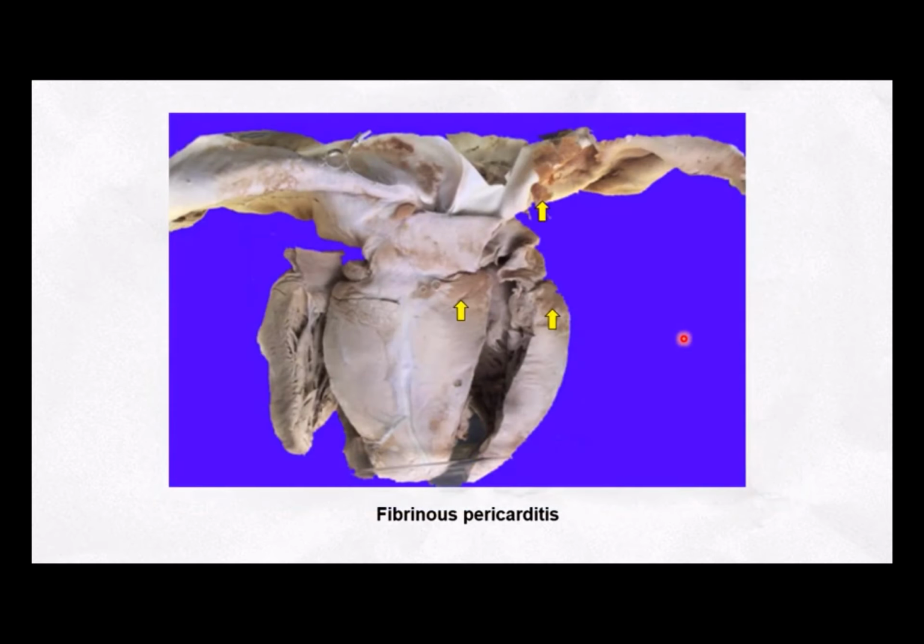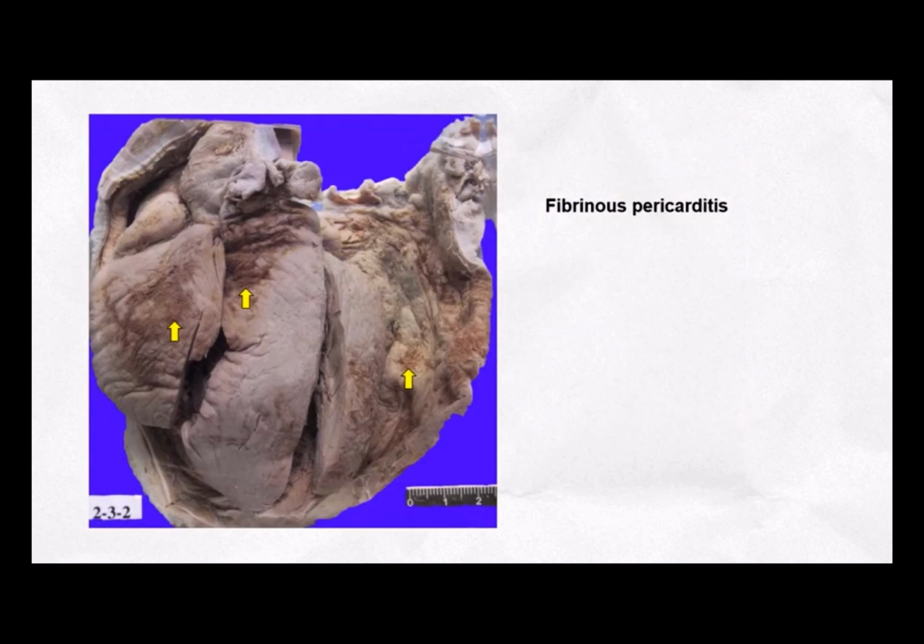This specimen is fibrinous pericarditis. The pericardial surface is covered by a layer of gray-white fibrinous exudate, which gives a shaggy appearance. This is another fibrinous pericarditis. There is a knot of fibrinous exudate on the epicardial surface.